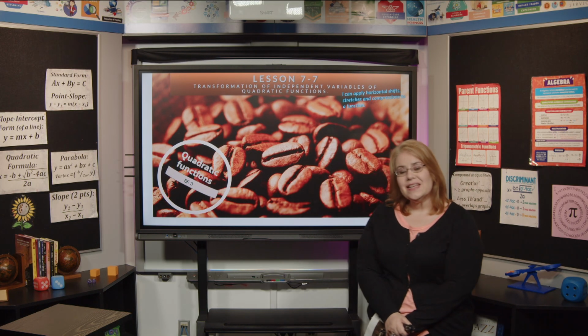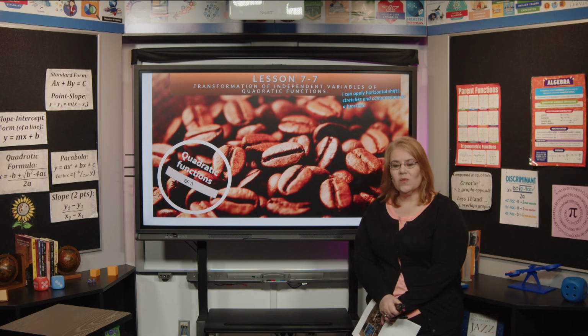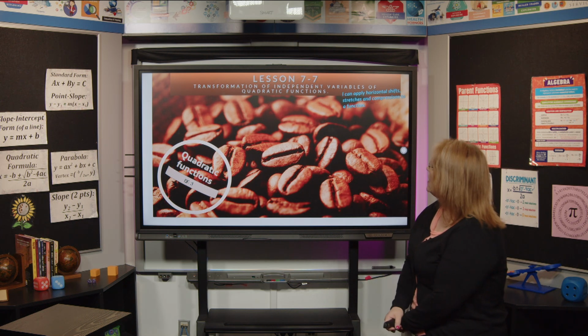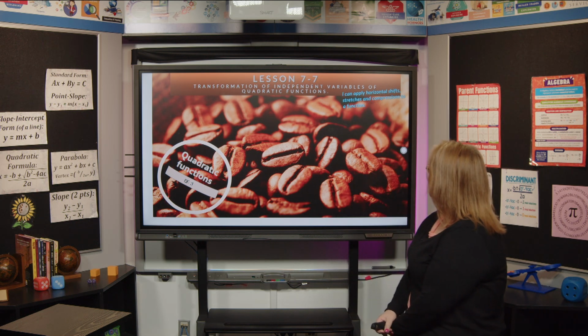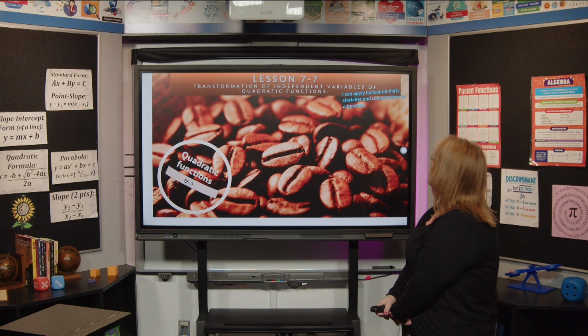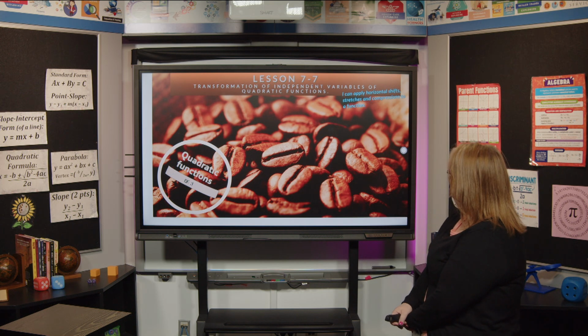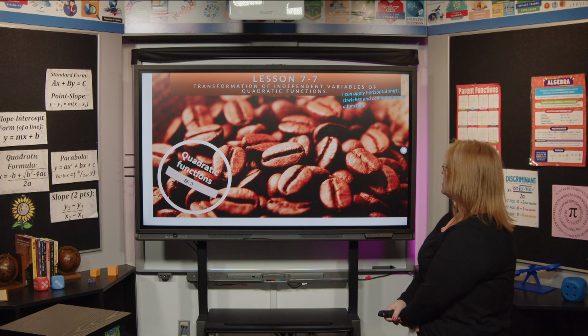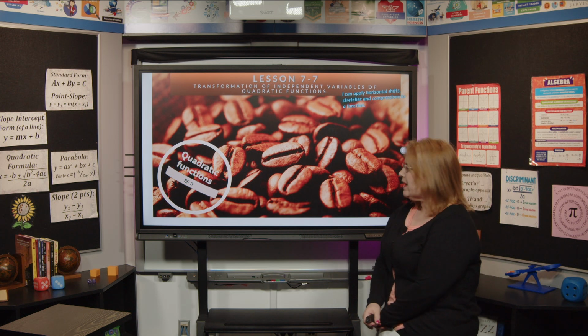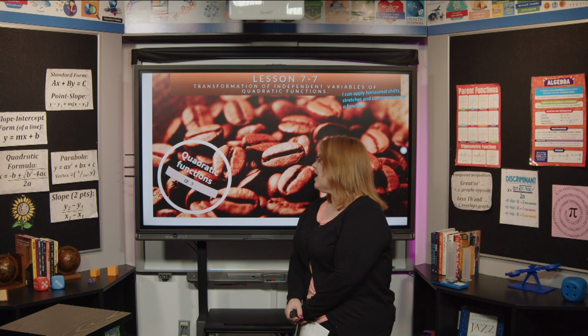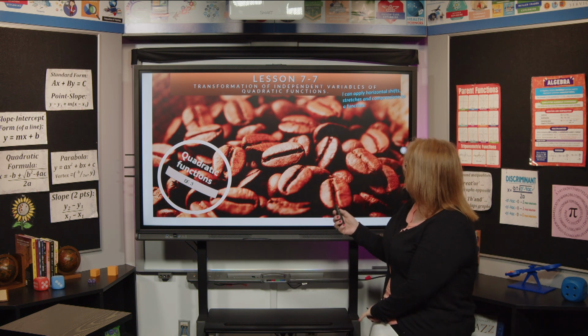This is the last lesson of our Unit 7, Working with Quadratics. We're looking at transformations of independent variables of quadratic functions, where we are applying horizontal shifts, stretches, and compressions to this function. We're looking at these quadratics. We're looking at FBF3. So let's go ahead and dive on in.